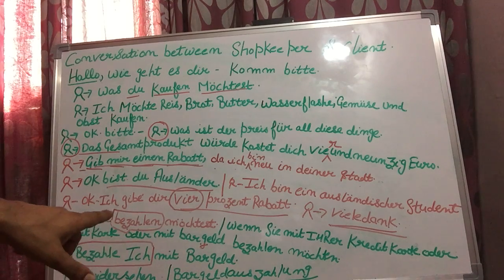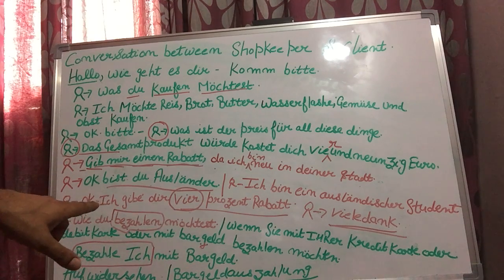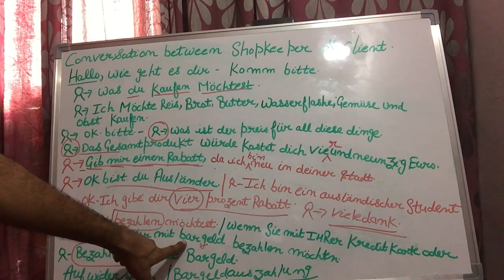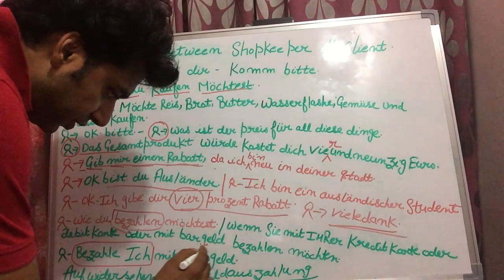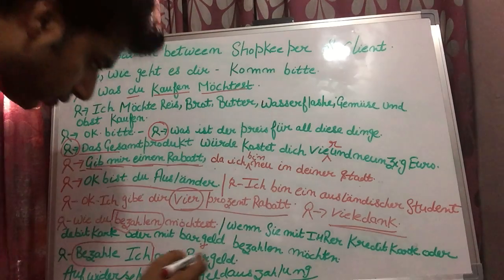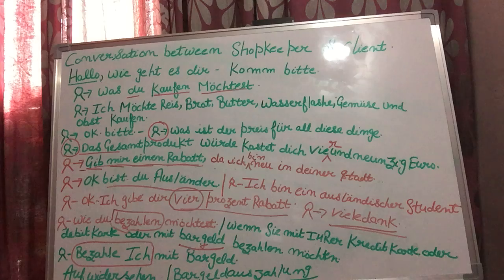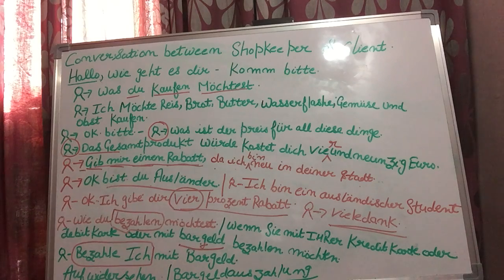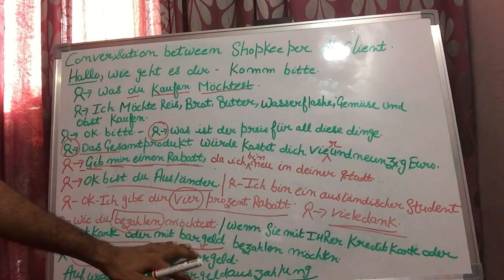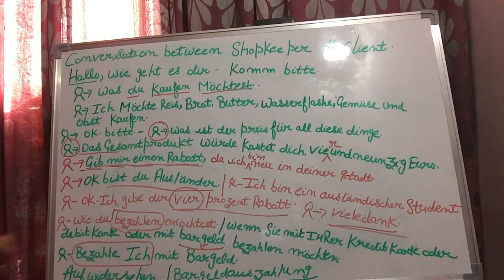Okay? So here we have, that is Bargeld. So we have some pronunciation over here. So here we have Bargeld. Sometimes we miss the pronunciation. So this is the pronunciation which is Bargeld. Okay? Oder mit Bargeld bezahlen möchten. So you will say ich bezahle mit Bargeld. So Bargeld is your basically cash. Auf Wiedersehen. Bye bye. So this is the whole conversation.